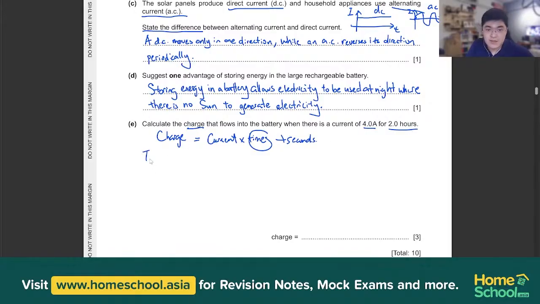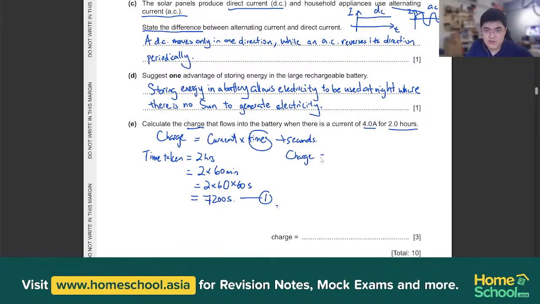So let's do this. Time taken is 2 hours, which is equal to 2 times 60 minutes, which is 2 times 60 times 60 seconds. Now that gives you 7,200 seconds. Okay, this is the first one. This gives you 1 mark. Now we bring this back down.